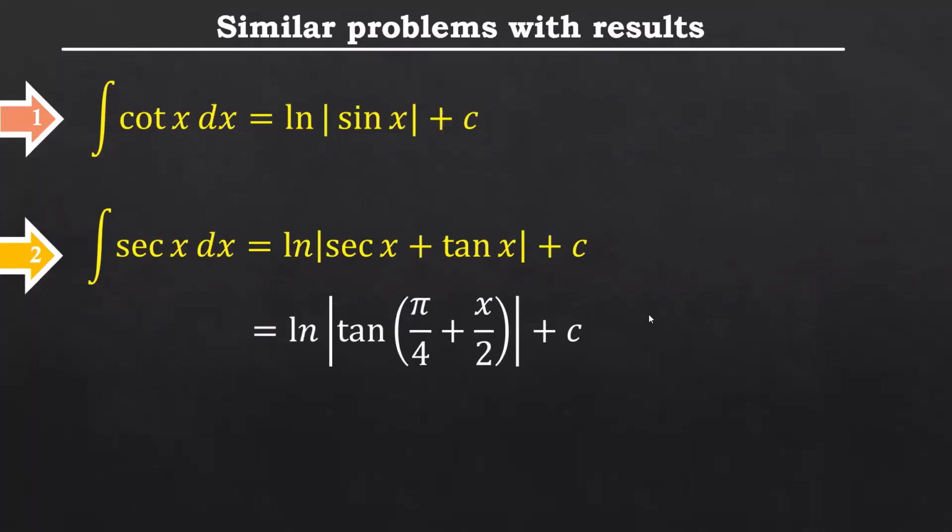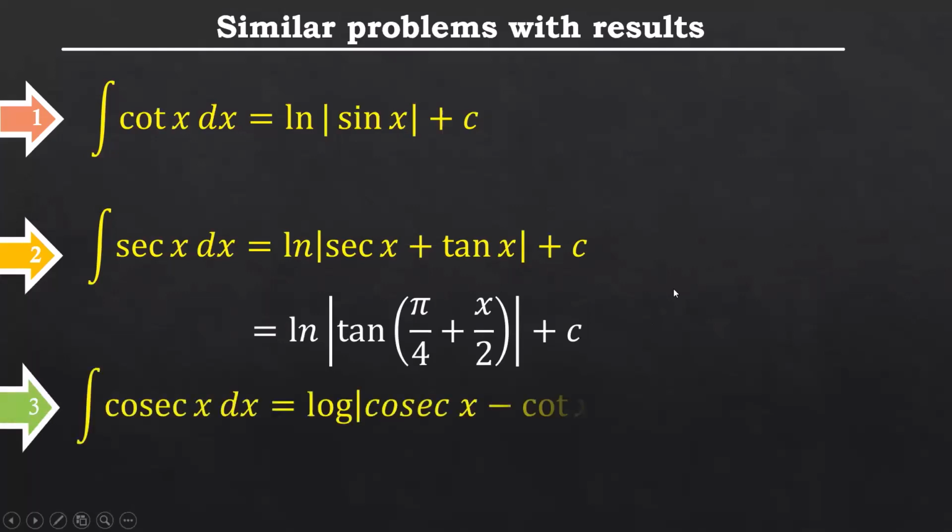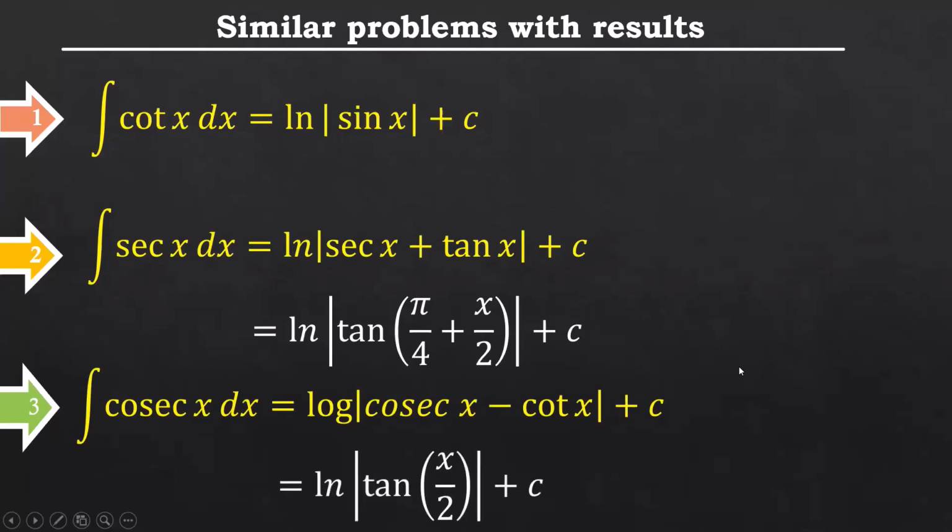Are you familiar with that form? Yes, sir. And there is the third form, for the integral of cosec x dx, which is ln of mod of cosec x minus cot x plus c. And for this also we have a familiar form, which is ln of tan x by 2.